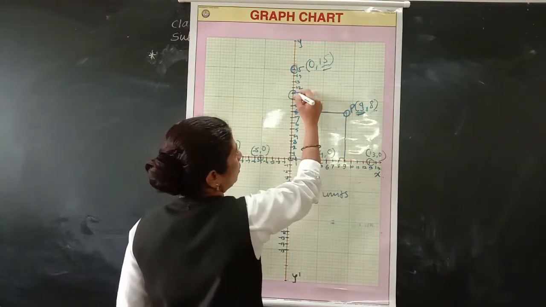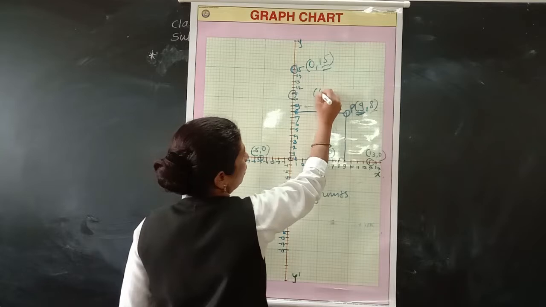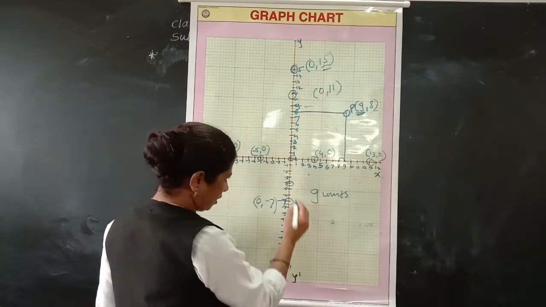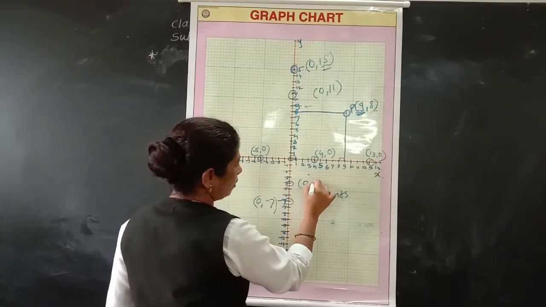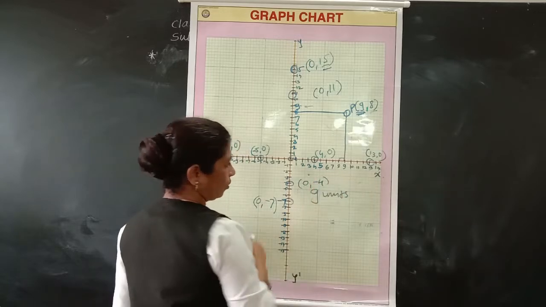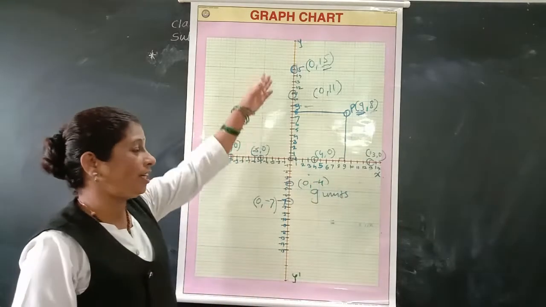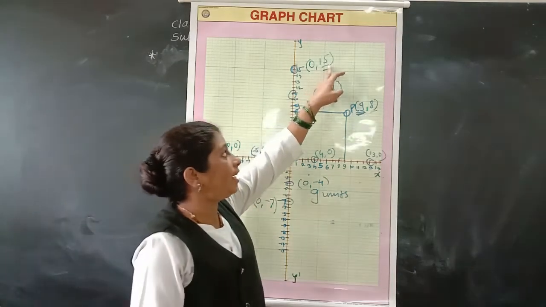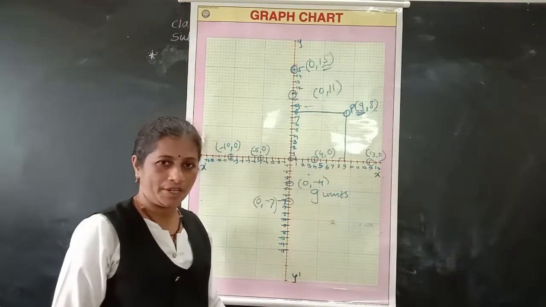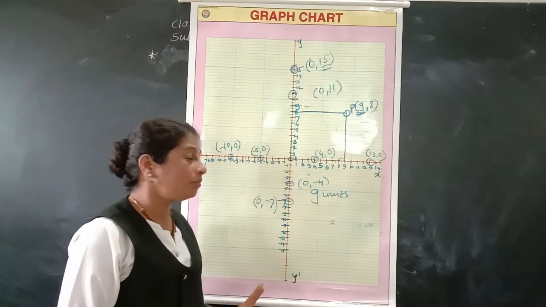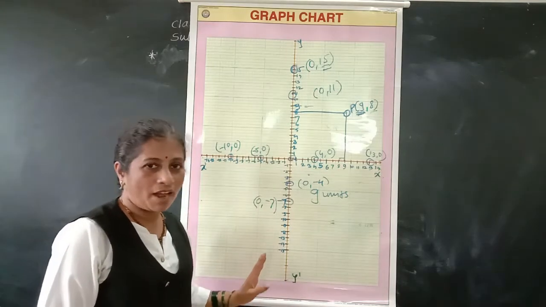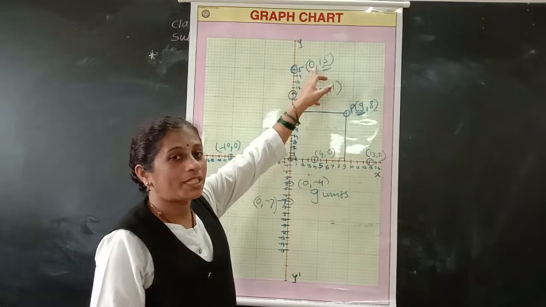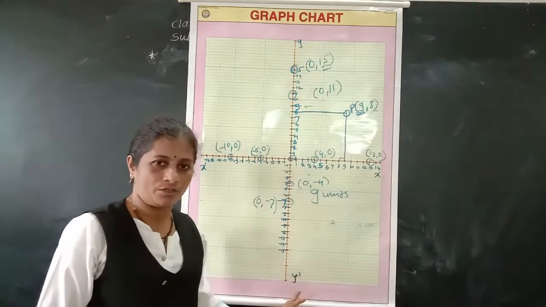The ordinate can be any value. Suppose here the point is (0, 11), and here (0, -4). So if any point lies on the y-axis, then the ordinate can be any value. Understood? And when a point lies on the y-axis, what will be the abscissa? The abscissa will be 0. Understood?